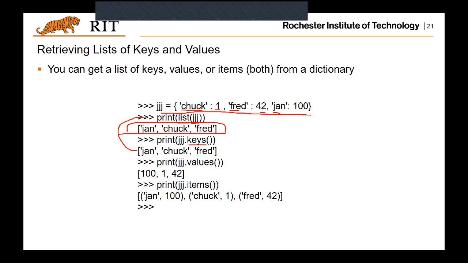Also, if you just want to have the values, meaning 1, 42, and 100, you can use this values function. It will retrieve only values of each of the entries, right? Or if you want to print both of them, basically utilize the items function. It returns the key and its associated value and prints it out in this line.